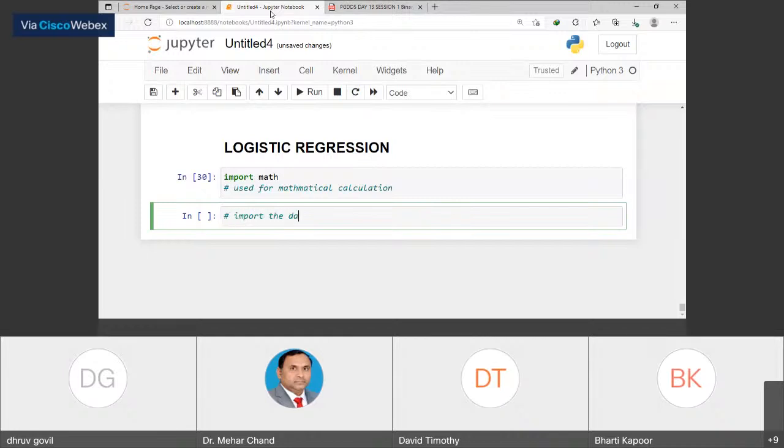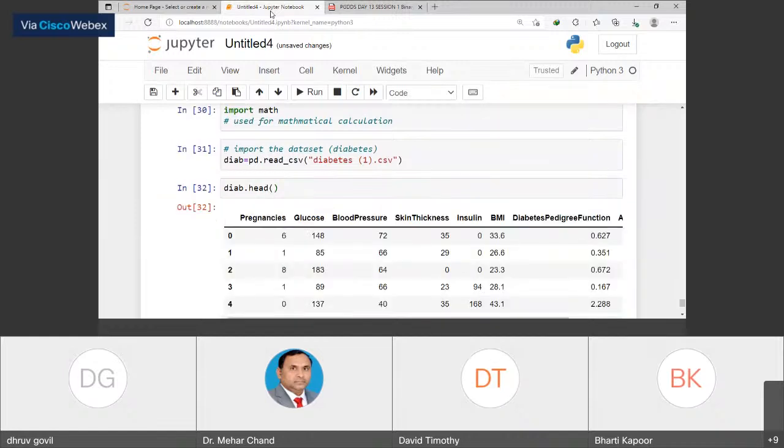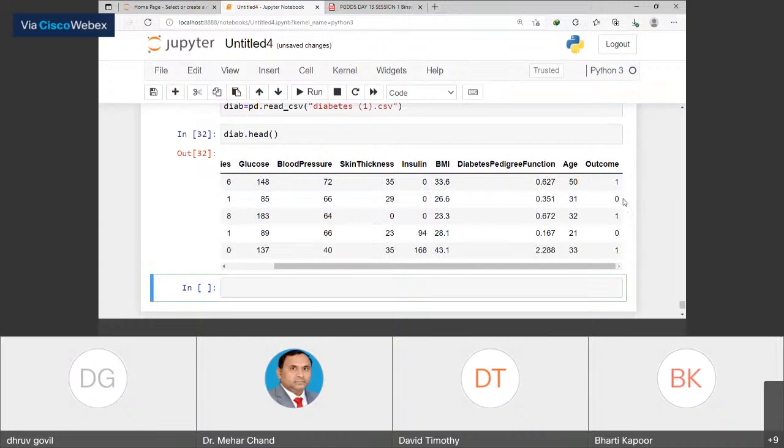In this, we have to import the data by the name of diabetes, with pd.read_csv. See this column: pregnancies, glucose, blood pressure, skin thickness, insulin, BMI, diabetes pedigree function, age, and outcome. Our objective is the outcome, whether the patient is diabetic or not. 1 is diabetic and 0 is non-diabetic. We will consider that.